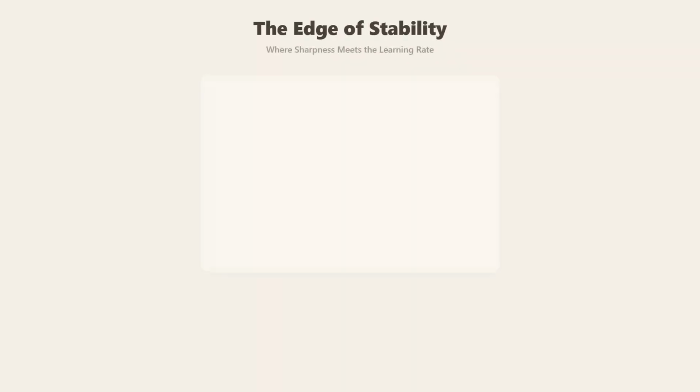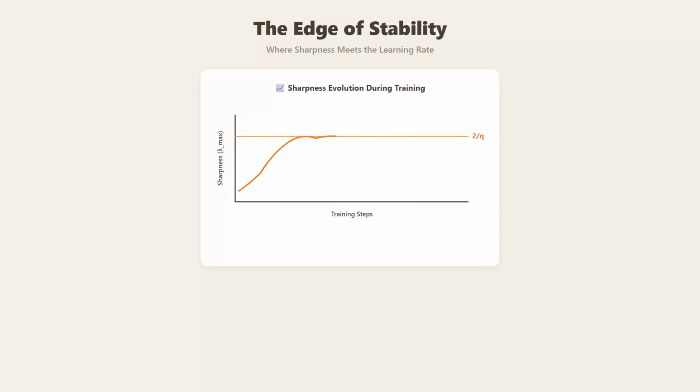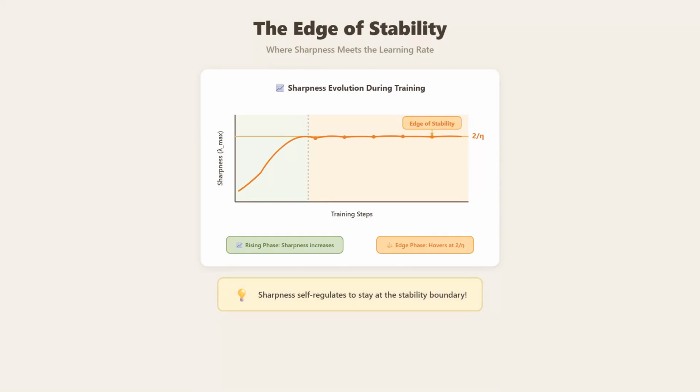Now let's look at what's actually happening during training. Researchers have carefully measured the sharpness throughout the training process and discovered something remarkable. During the early phase of training, sharpness starts low and steadily increases. This makes sense because the network is learning features and the loss landscape is becoming more curved. But then something interesting happens. When sharpness approaches the critical threshold of 2 over eta, it stops growing. Instead of continuing to increase and causing divergence, the sharpness hovers right at this boundary. It oscillates slightly above and below, but it never sustainably exceeds the threshold.